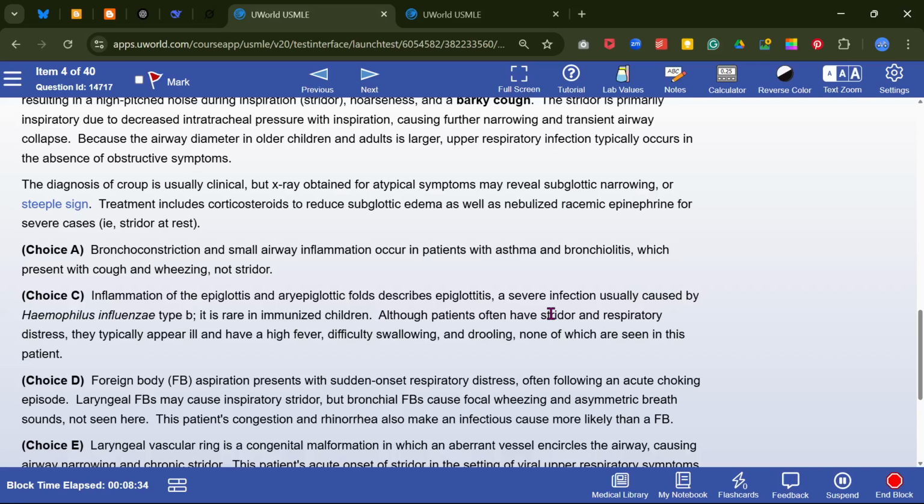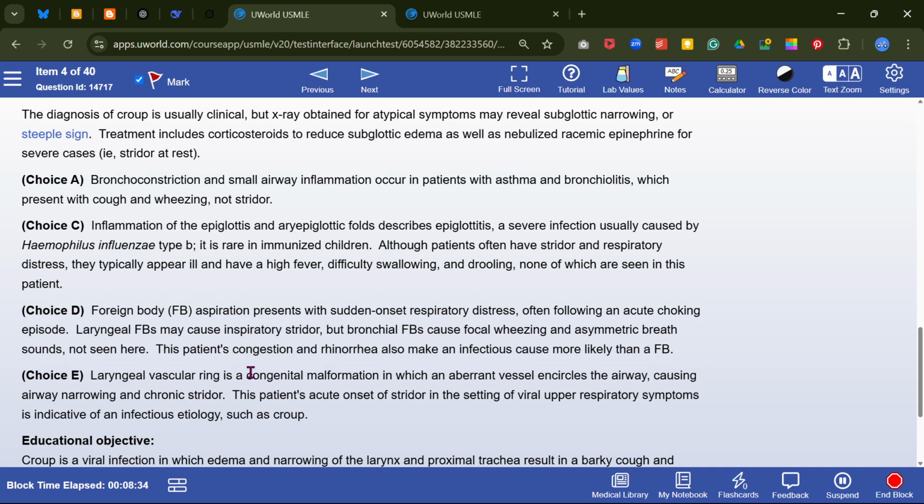Inflammation of the epiglottis and aryepiglottic fold describes epiglottitis, a severe infection usually caused by Haemophilus influenzae type B. It is rare in immunized children, although patients often have stridor and respiratory distress. They typically appear ill and have a high fever, difficulty swallowing, and drooling, none of which are seen in this patient.